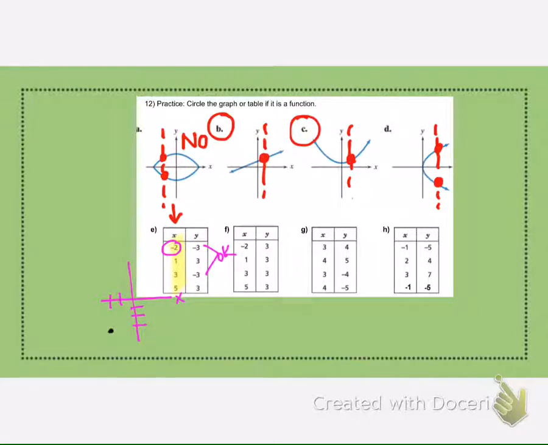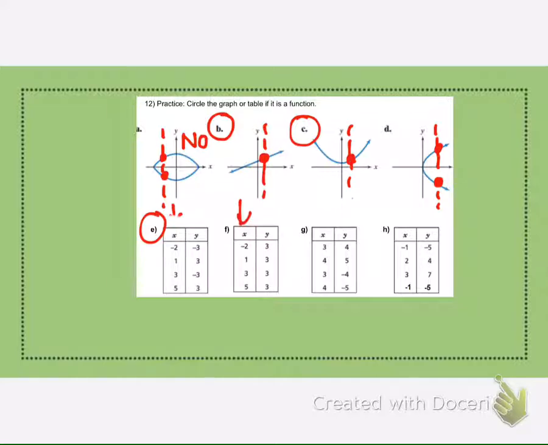And then if we go to 1 and 3, and then 3 and -3, and then 5 and 3. So if I draw a vertical line here, it only touches once. If I draw a vertical line here, it touches once, here, once, and here, once. So if the vertical line test is easier for you, you can also plot the points and see if it passes the vertical line test. So E is a function.